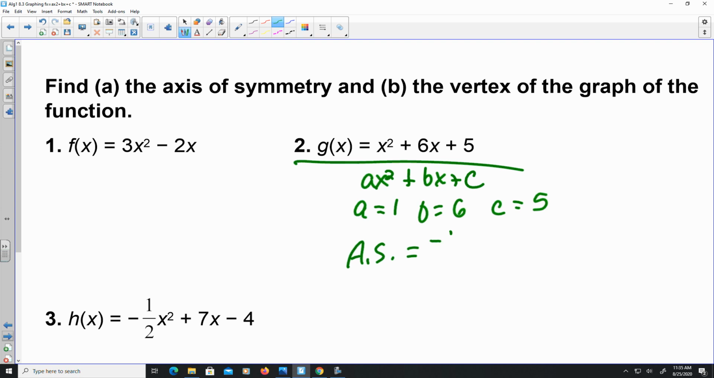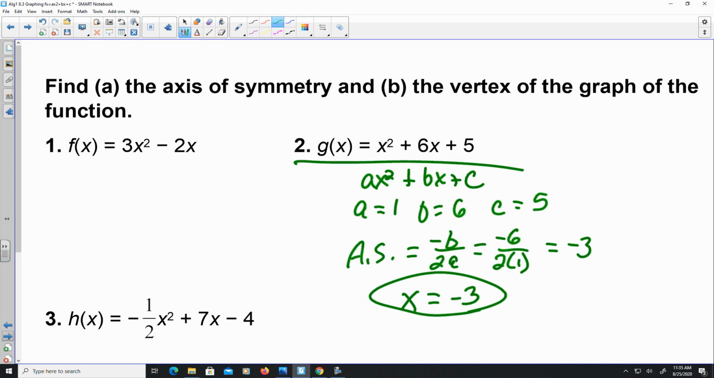So the axis of symmetry is going to come from negative b over 2a. And sometimes if you just want to write it in, negative b over 2a, that's fine as well. So now this is going to be negative 6 divided by 2 times 1. Well, 2 times 1 is just 2. Negative 6 divided by 2 is negative 3. So my axis of symmetry is x equals negative 3.